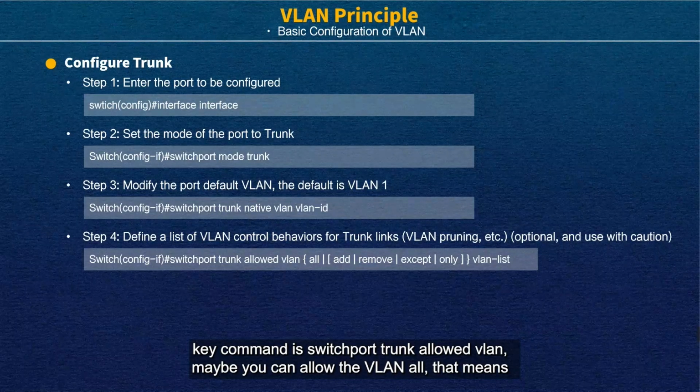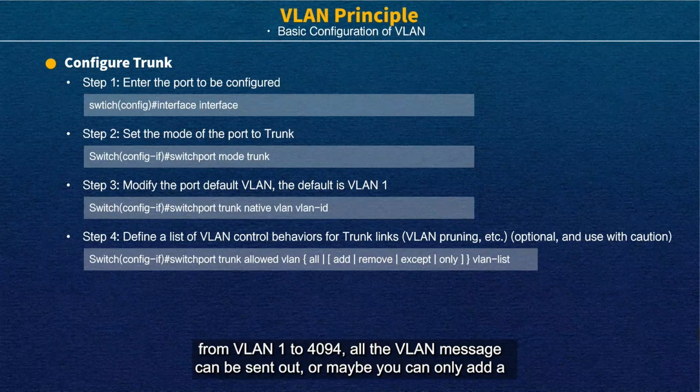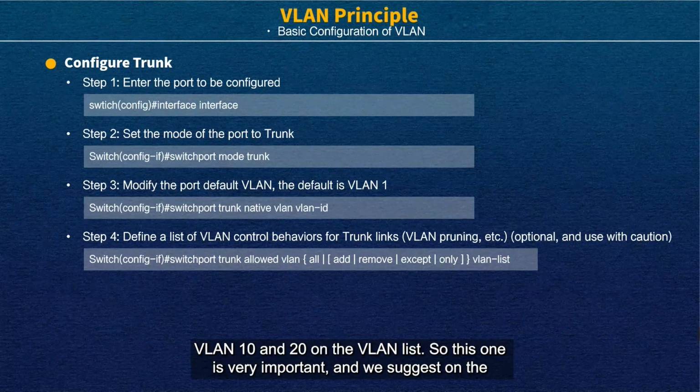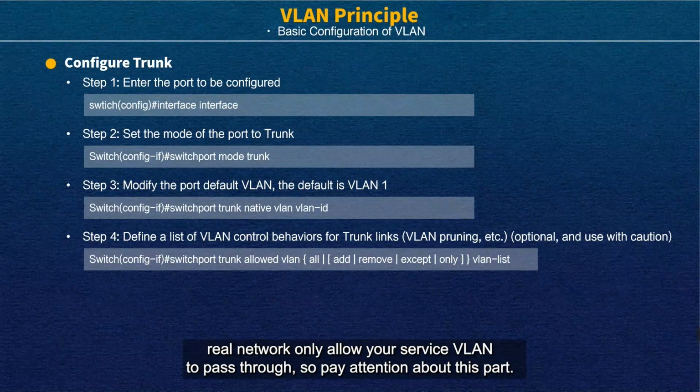Maybe you can allow VLAN all. That means from VLAN 1 to 4094, all VLAN messages can be sent out. Or maybe you can add only VLAN 10 and 20 to the VLAN list. So this one is very important, and we suggest that on a real network you only allow your service VLANs to pass through. So pay attention to this part.